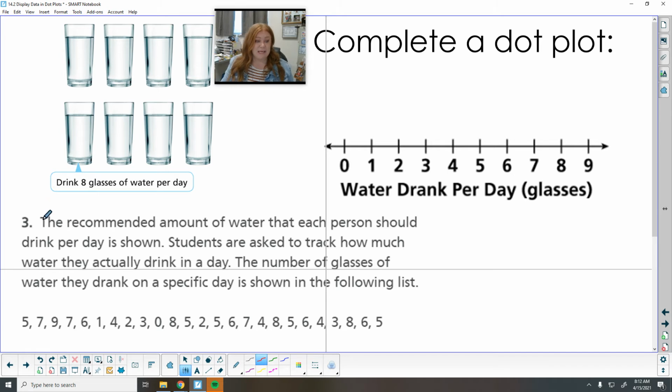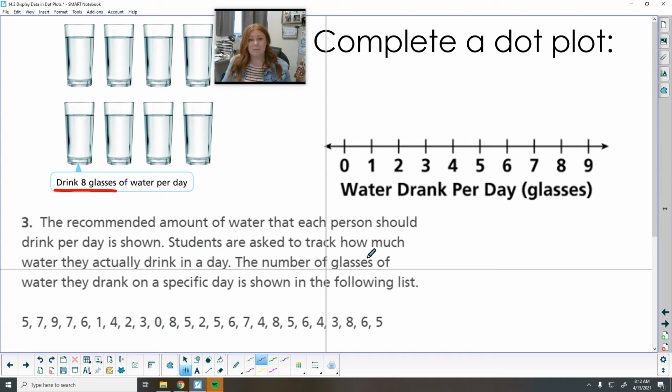So task 3 is about water and how much we should drink. So the recommended amount of water that each person should drink per day is shown. So we should drink 8 glasses of water every day. Students were asked to track how much water they actually drank in a day. The number of glasses of water they drank on a specific day is shown in this list, right?